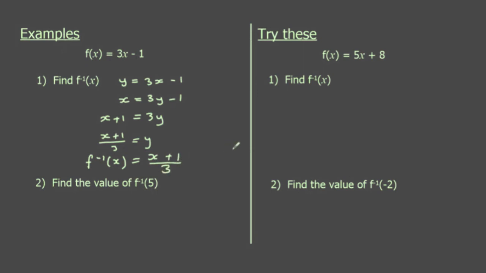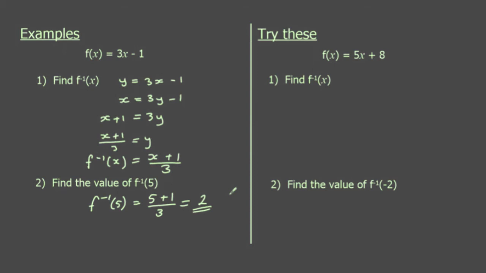Next, say we want to find the value of f inverse of 5. We need to put 5 into our inverse formula and see what we get out. f inverse of 5 is 5 plus 1 over 3. 5 plus 1 is 6, and 6 over 3 is 2. If we put 5 into our inverse function, we get 2 out. So that means if we put 2 into our original function, we would get 5 out, because the inputs and the outputs are switched around.